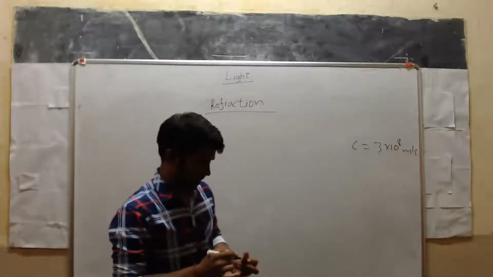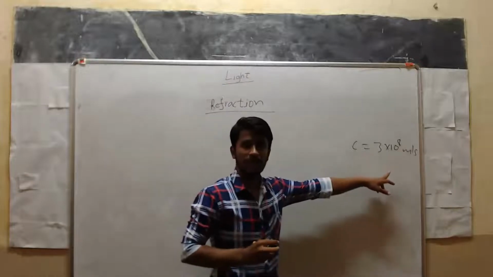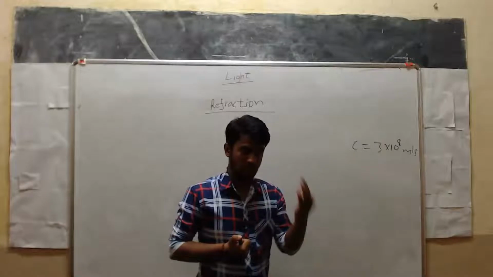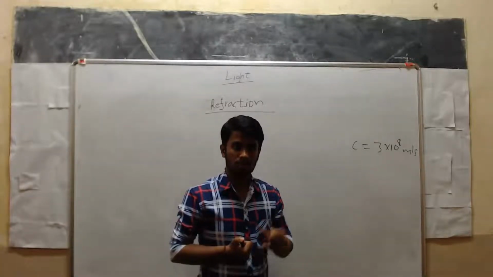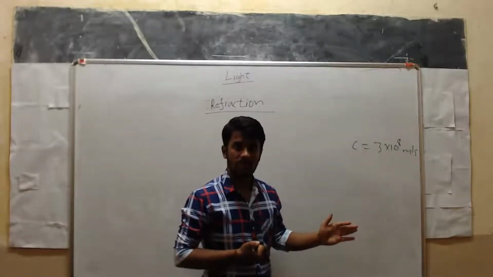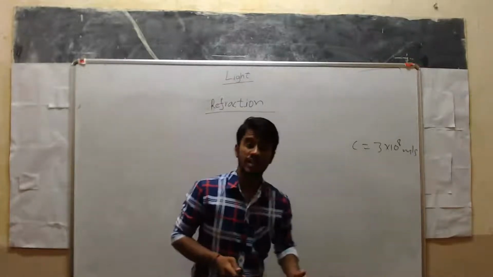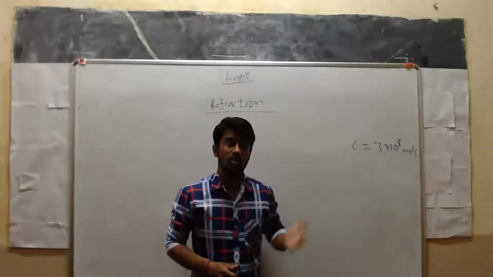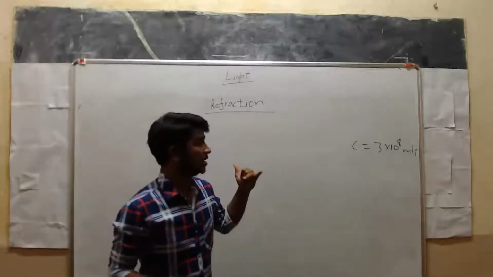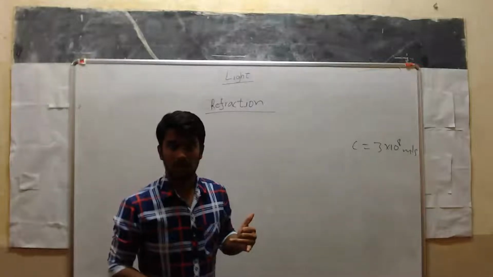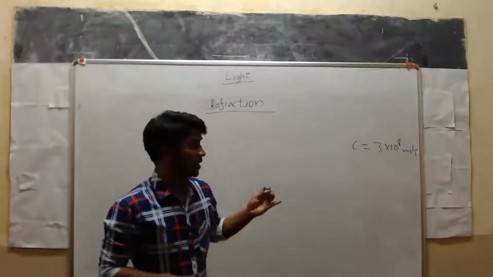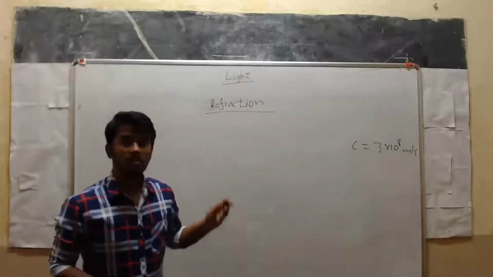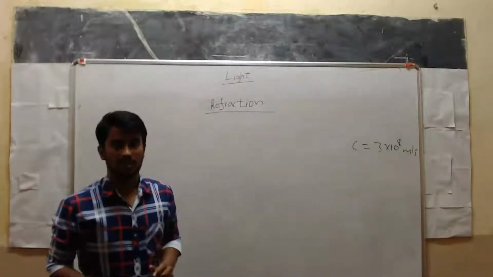Do you think that light will possess the same speed in air medium, or when you pass that light through water medium or petrol, diesel? Do you think that the speed of light remains the same? No, the speed of light changes when traveling from one medium to another medium. So that's the reason why the light rays bend. Clear? While traveling from one medium to another medium, the light ray bends due to the change in the speed of light.